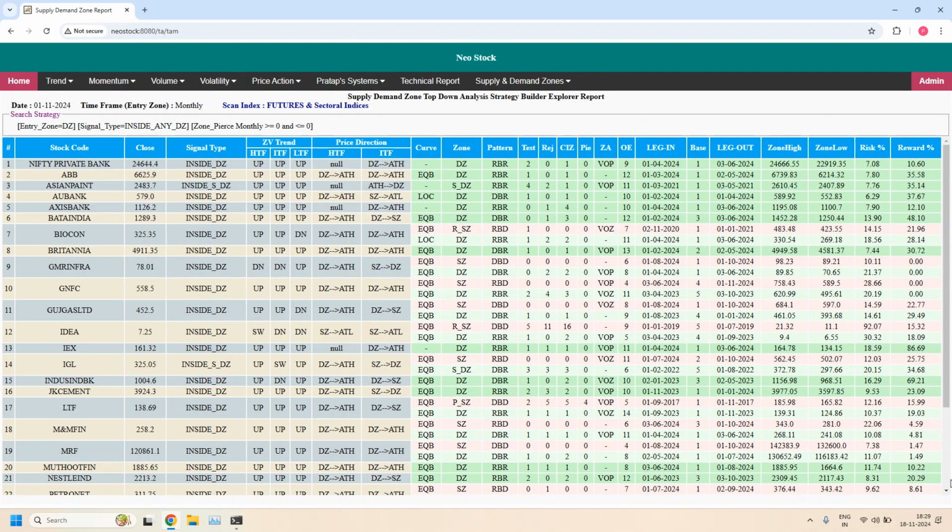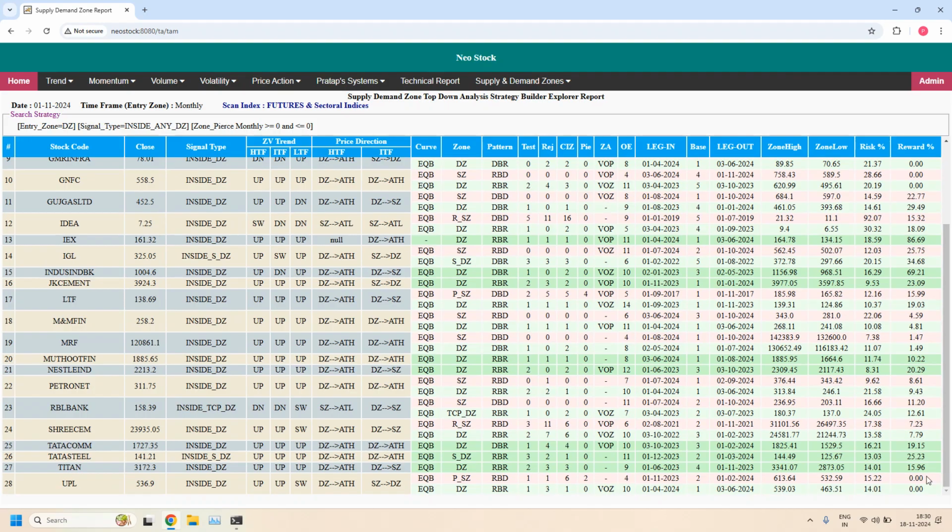These are the first 21 stocks where price closed inside monthly demand zone. You can also find some high liquidity zones. I am scrolling the list down. So total 28 stocks are filtered where price closed inside monthly demand zone.